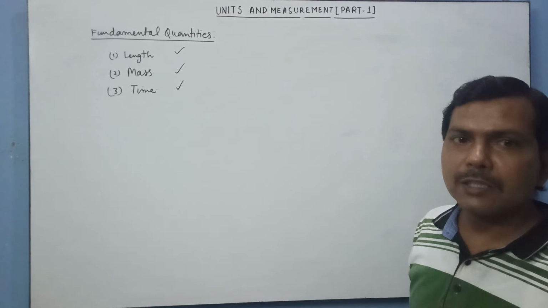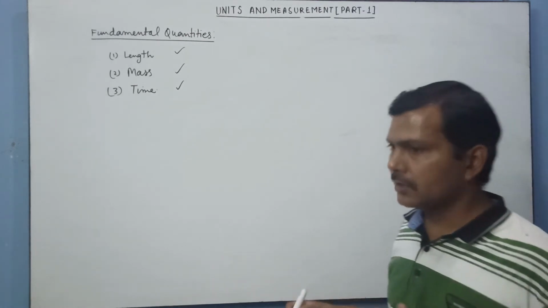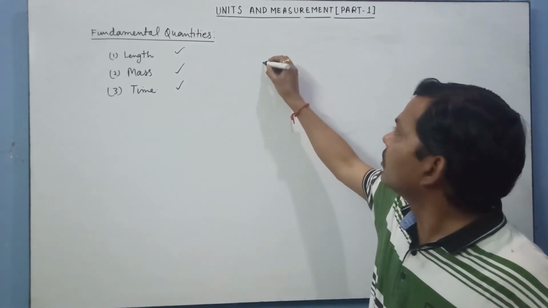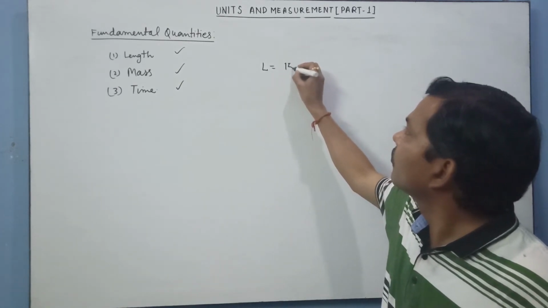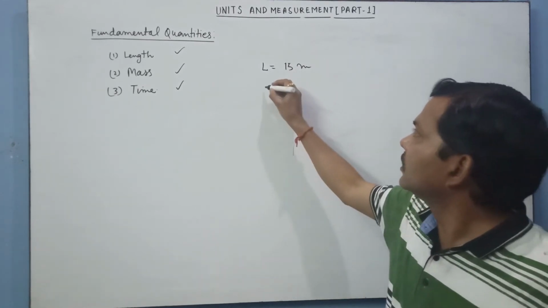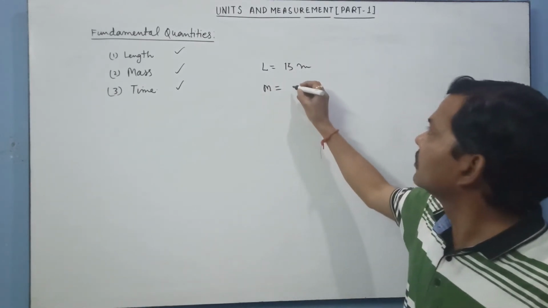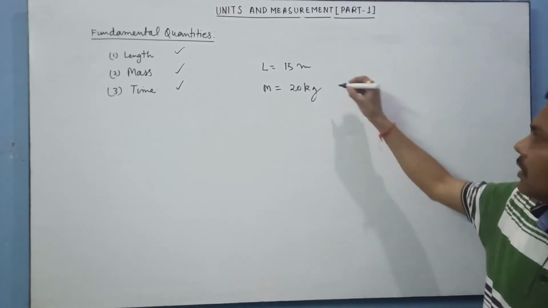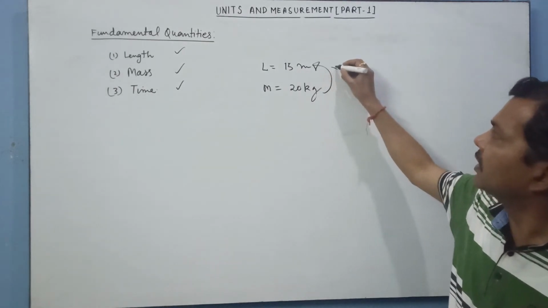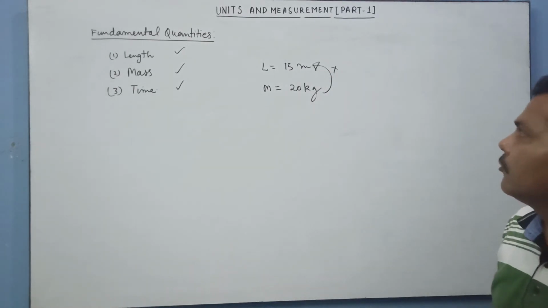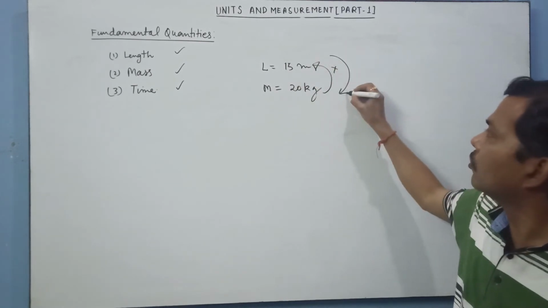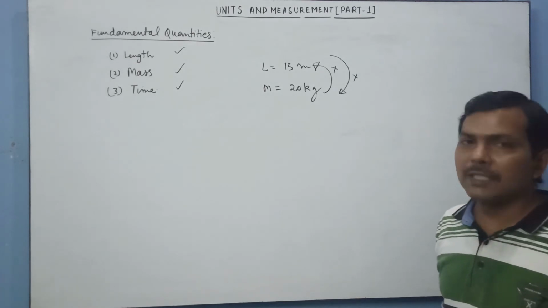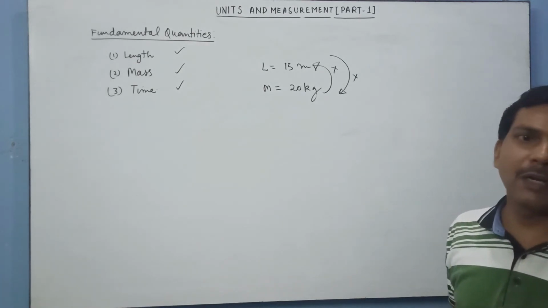Why are these quantities known as fundamental quantities? Just look here at an example. You have got a length 15 meter and a mass 20 kilogram. If you want to convert this mass into length, it is not possible. Similarly, if you want to convert this length into mass, then it is also not possible, and hence these quantities are known as fundamental quantities.